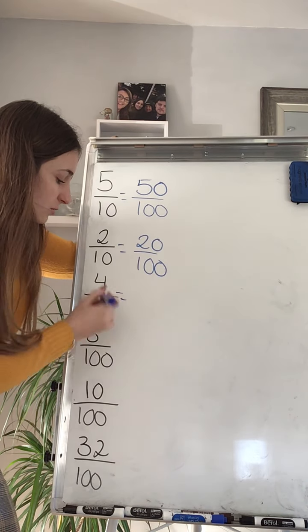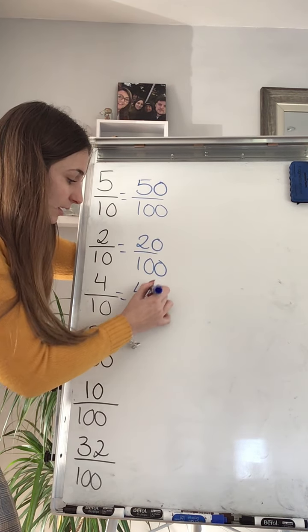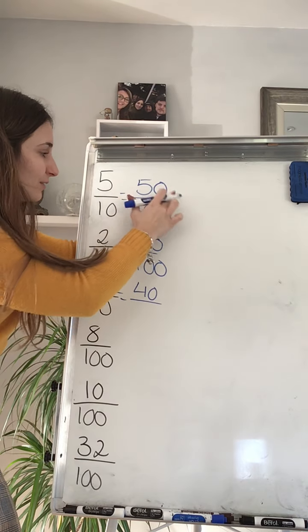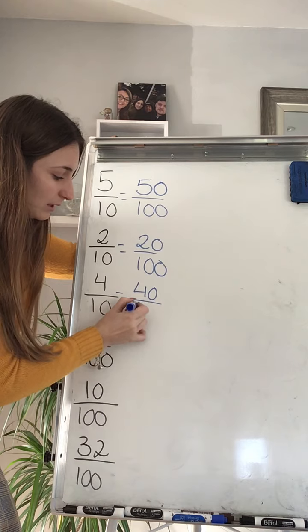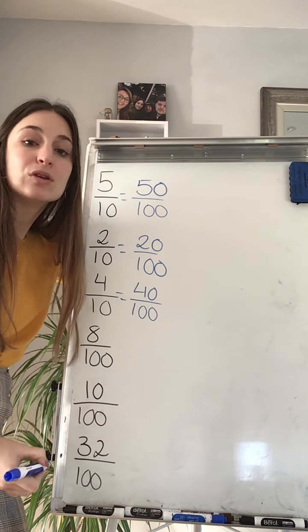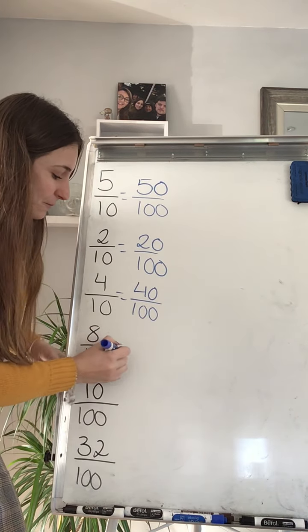For my next one, I know straight away that if 5 tenths is 50, 2 tenths is 20, 4 tenths is 40. 40 what? 40 hundredths. Okay?